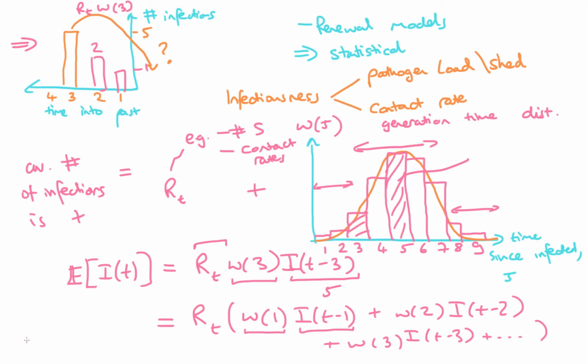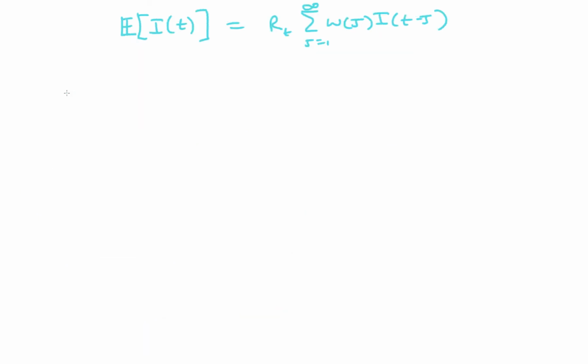And I can abbreviate this whole thing on the right hand side here by a much simpler notation, which is that it's equal to R_t times the sum from tau equals 1 to infinity of omega tau times I(t-tau). Okay, and so now we've actually derived our renewal equation which we began with at the start.